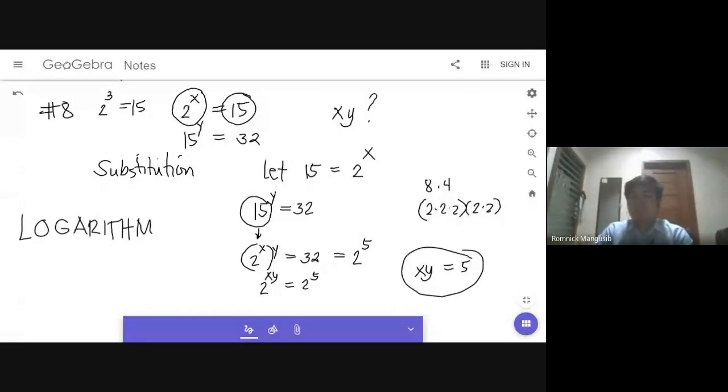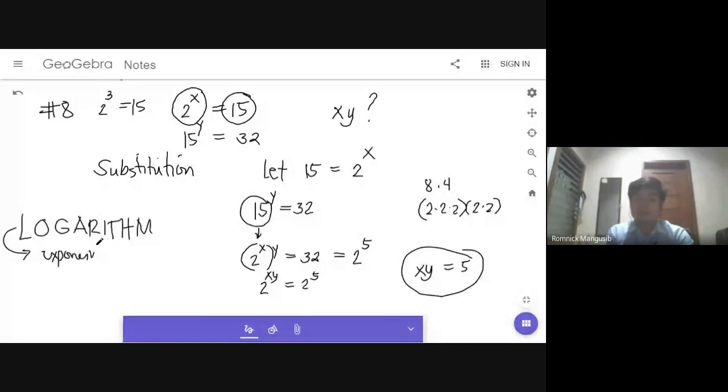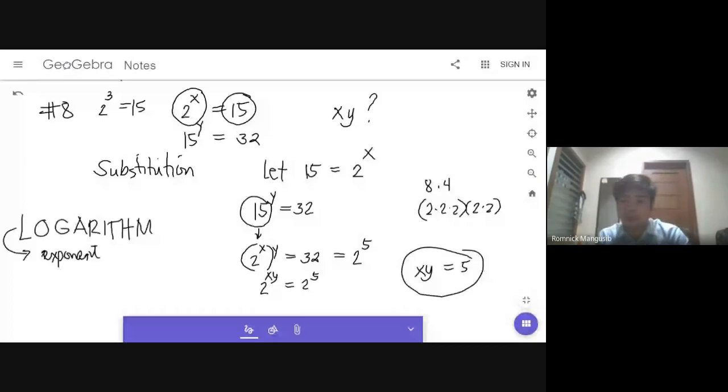Kasi pag sinabi nating logarithm class, you're solving for the exponent. Logarithm is exponent. So are you solving for the exponent? Now use logarithm. Yun ang sinasabi. Okay?